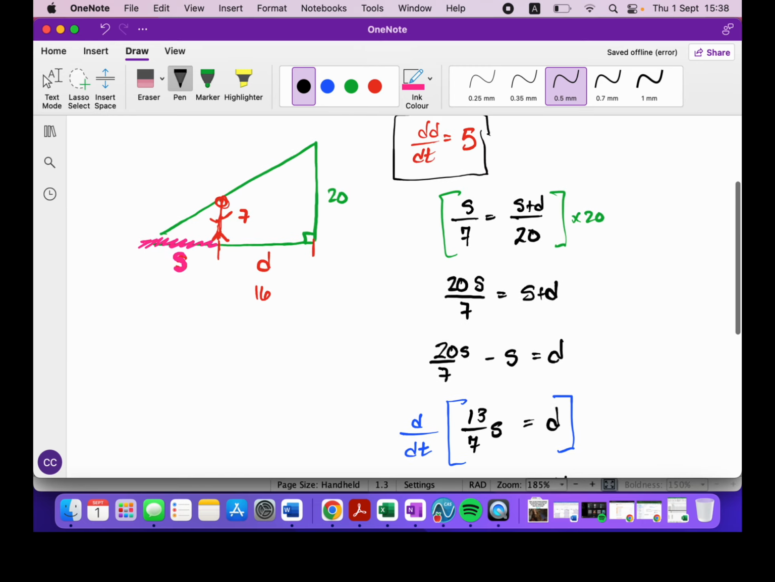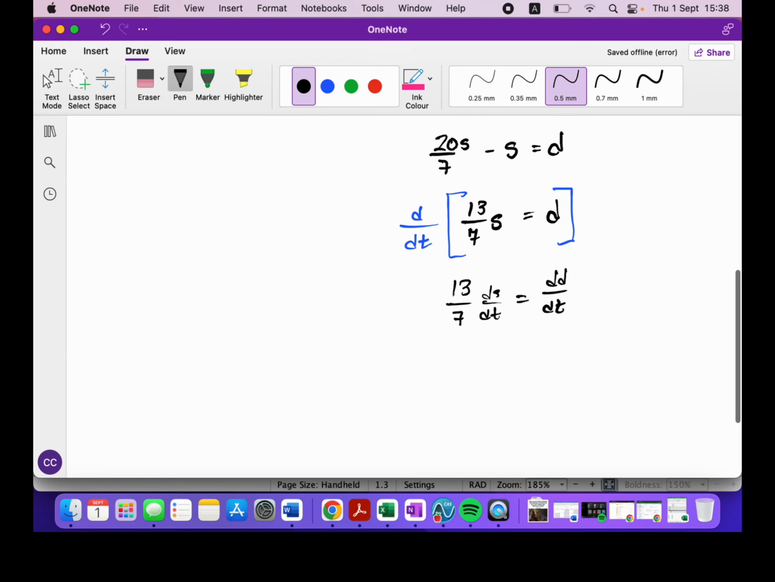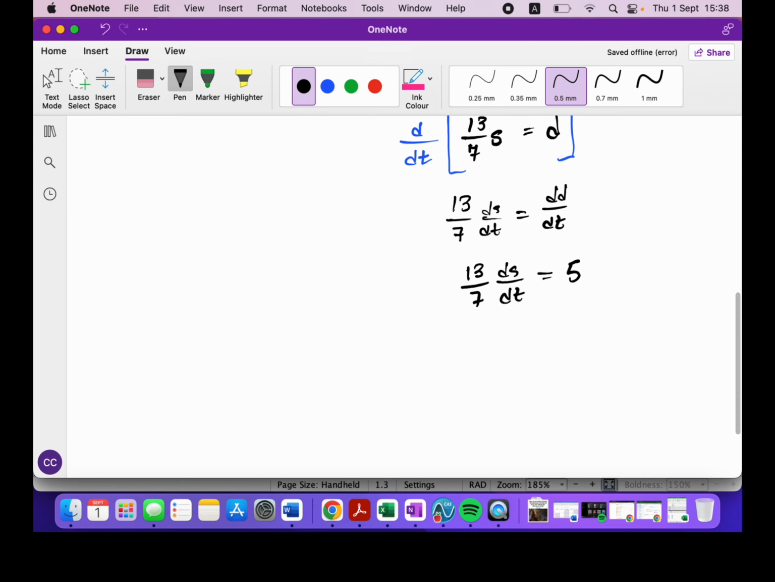A little bit of substitution, and we have 13/7 dS/dt is the same as 5. Therefore, dS/dt is 5 times 7/13 or 35/13 feet per second. That's our solution. Hope that's helpful.